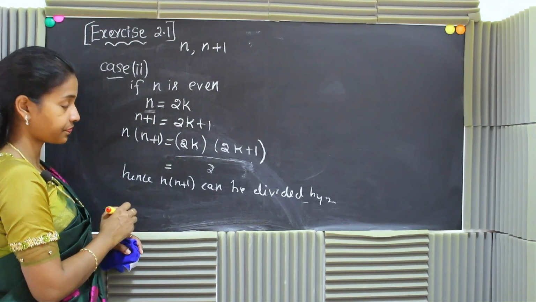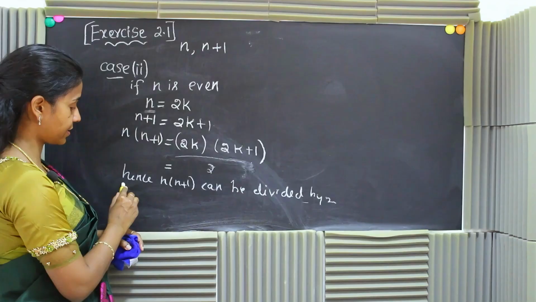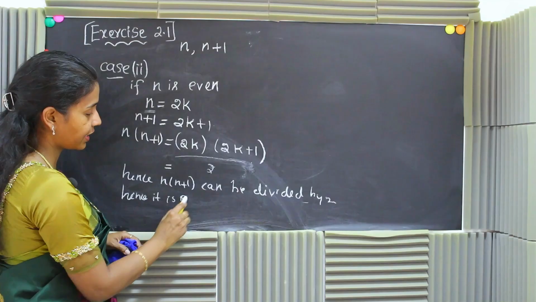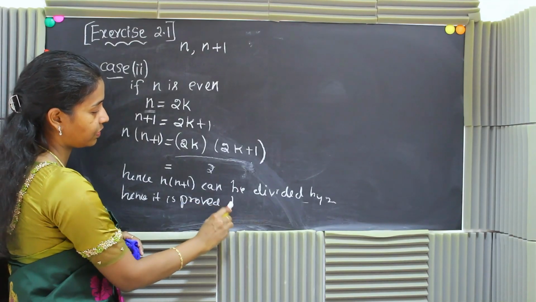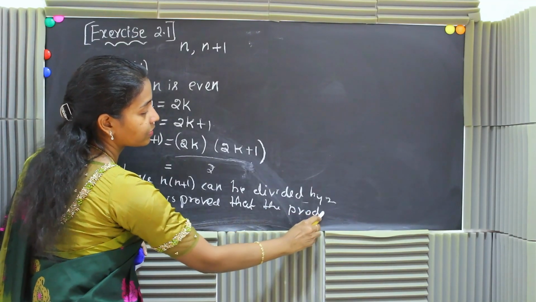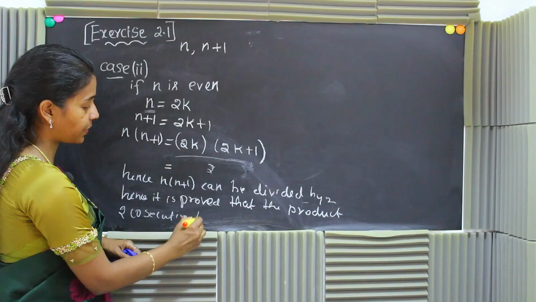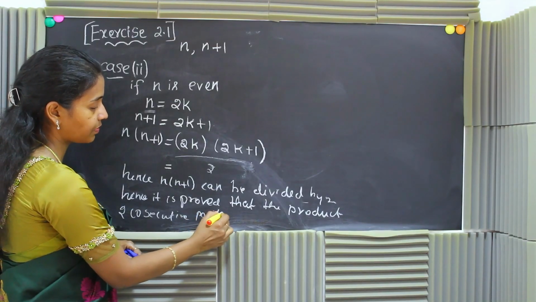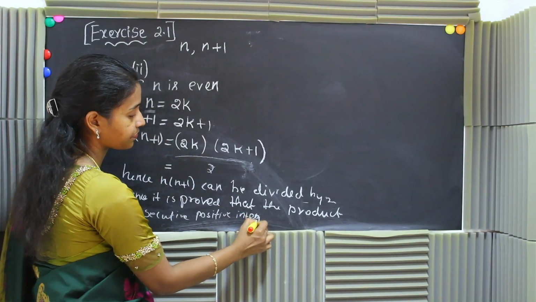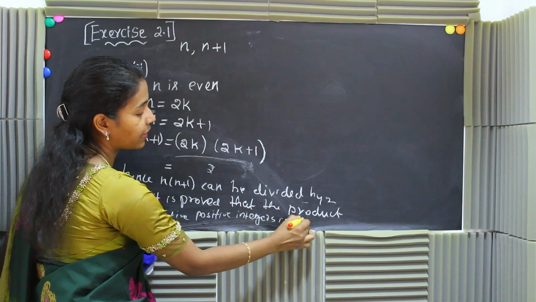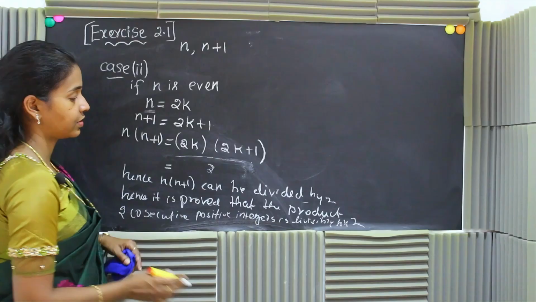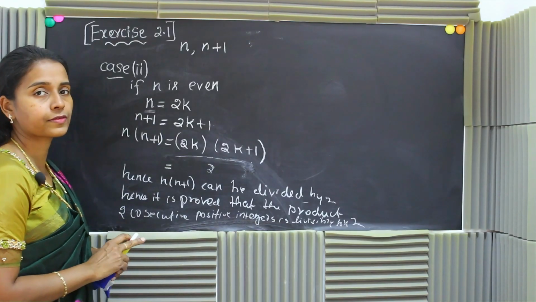Final answer would be, how we can write, hence it is proved that the product of two consecutive positive integers is divisible by 2. This is the answer of this problem.